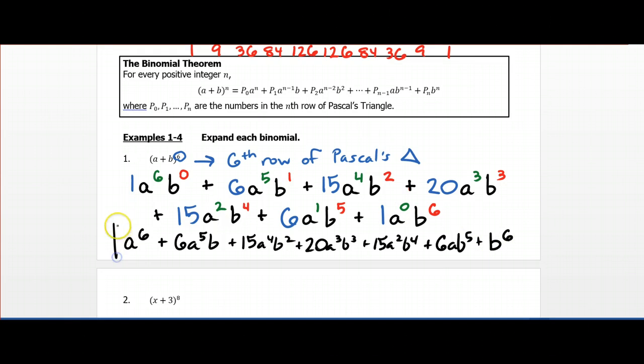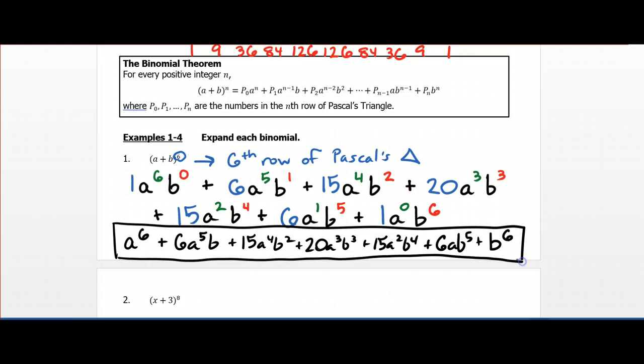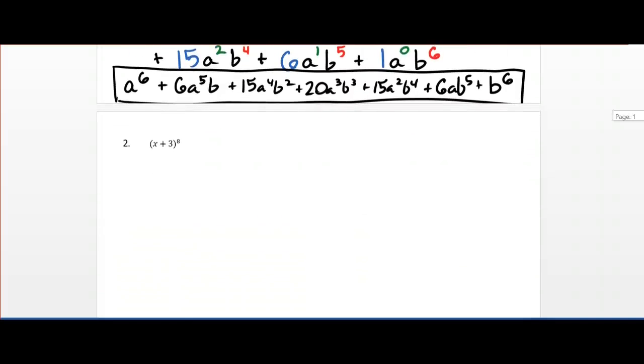So this is actually the polynomial you get if you multiplied a plus b times itself 6 times. This is the final answer you would get. Once we practice this enough, we'll be able to do that a lot more quickly using this binomial theorem here. Okay, so let's go down to number 2 now and apply this again to x plus 3 to the 8th power.